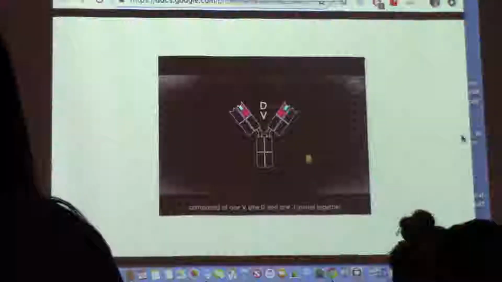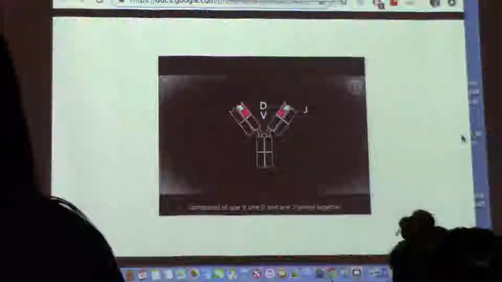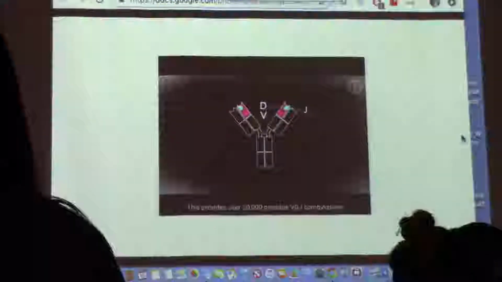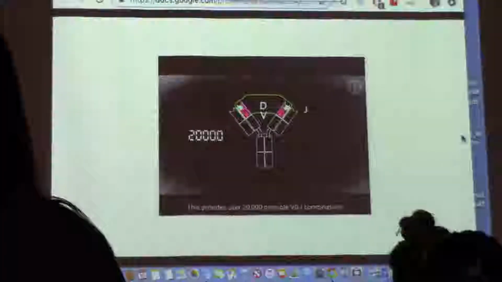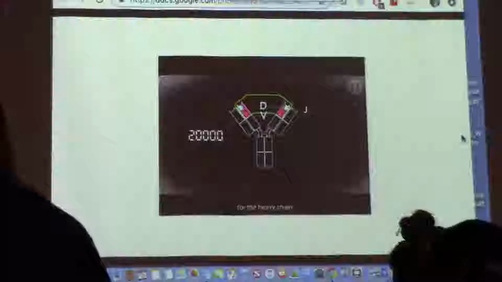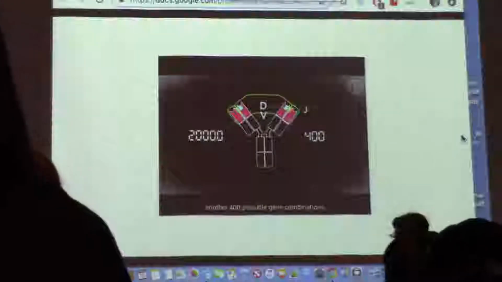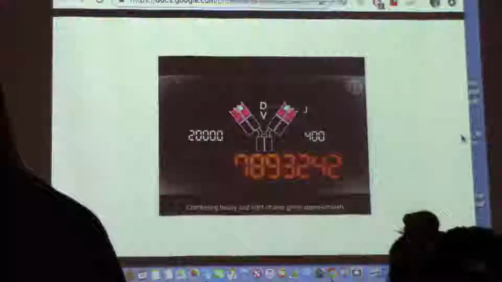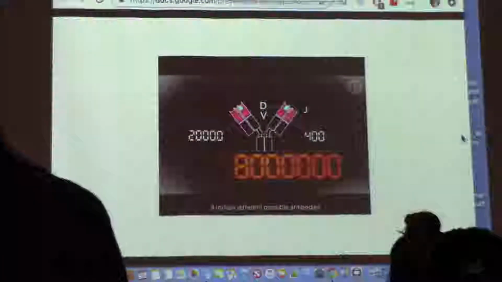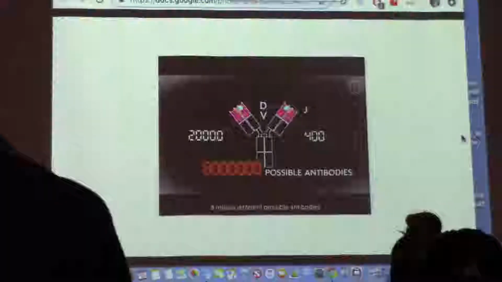Other enzymes then join the ends together. The same thing happens with a random V segment. So you end up with a gene composed of one V, one D, and one J joined together. This provides over 20,000 possible VDJ combinations for the heavy chain. The light chain can have another 400 possible gene combinations. Combining heavy and light chains gives approximately 8 million different possible antibodies, each with a different binding site.